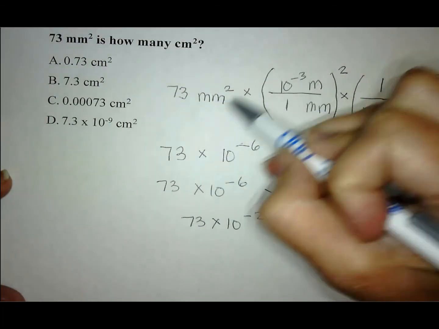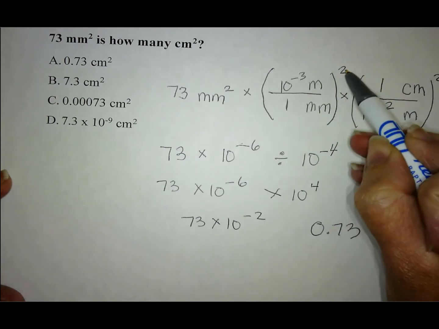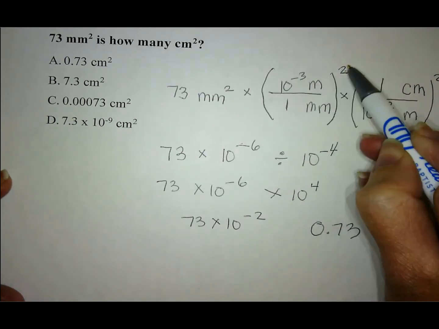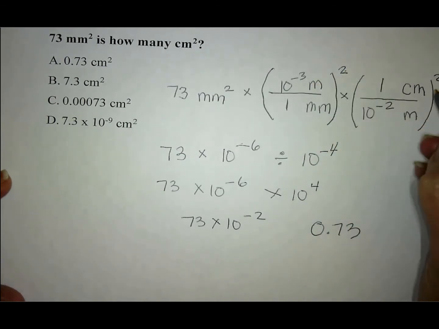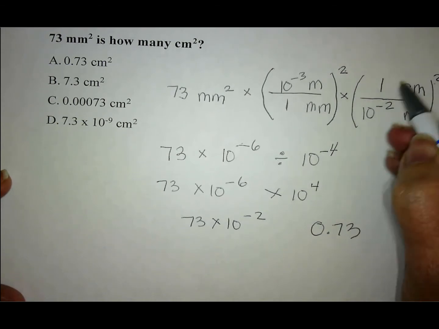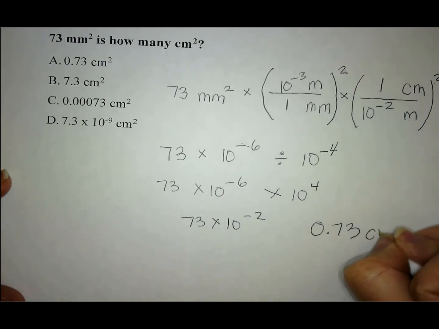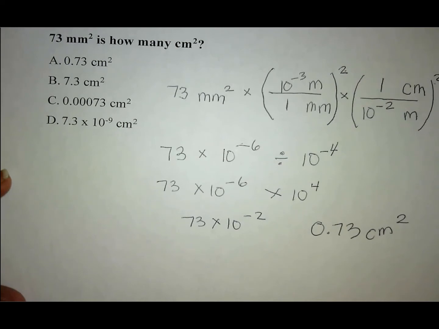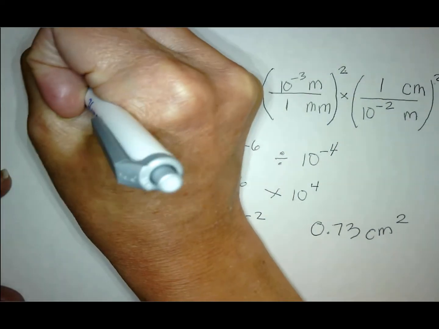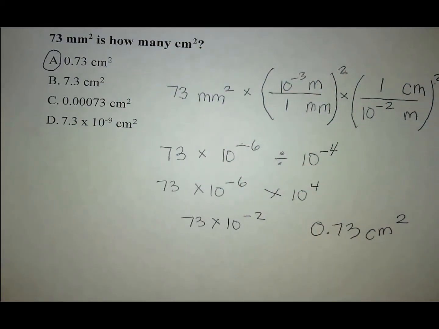So millimeters squared cancels out with millimeters squared. Meters squared cancels out with meters squared. We get square centimeters as our units. And we end up with answer choice A.